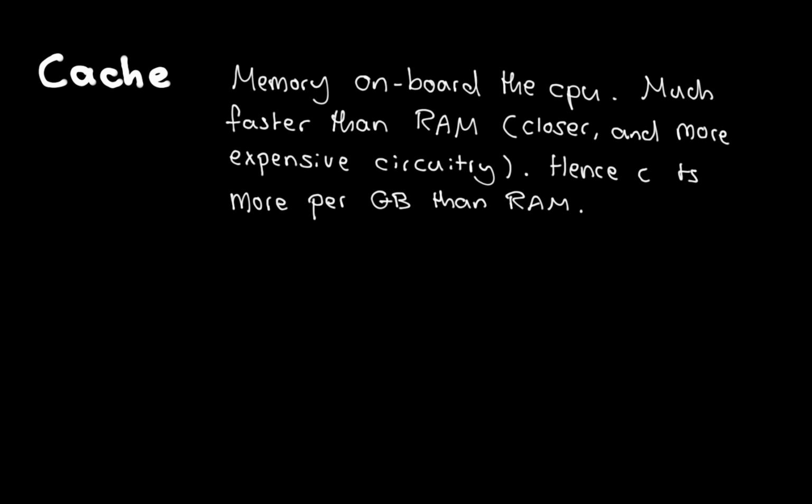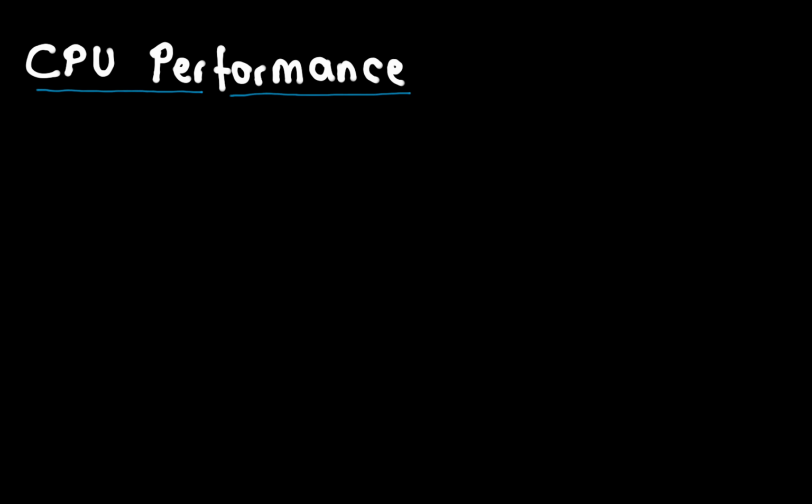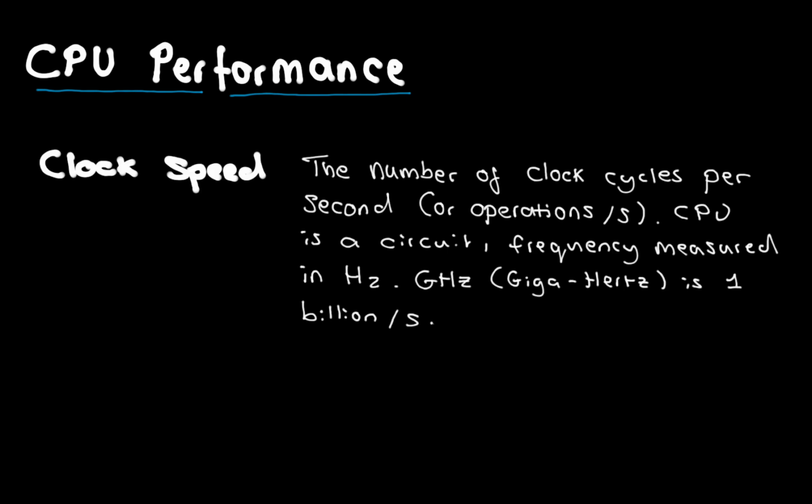The fewer times we have to call from RAM, the better. So cache will just keep the really, really common stuff closer for us. Right, so on to factors that affect CPU performance. The first thing we'll talk about is clock speeds.